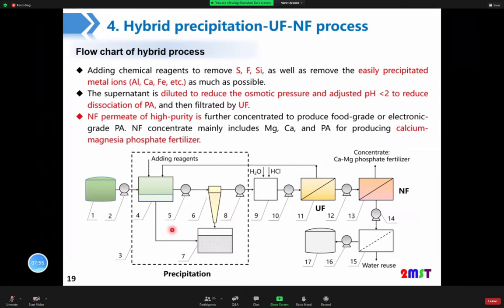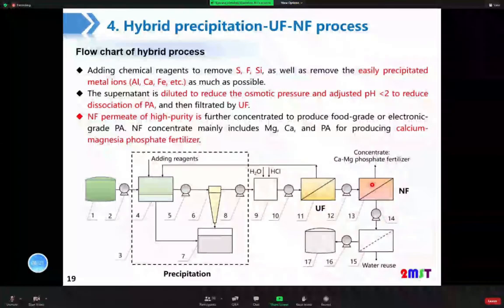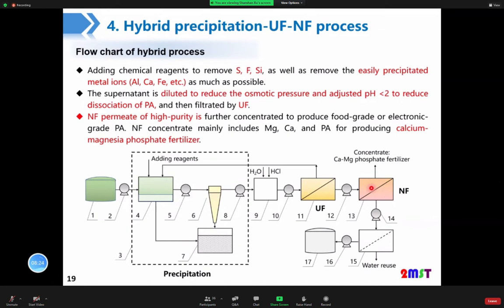Firstly, adding chemical reagents to remove scaling elements. Next, the supernatant is diluted to reduce the osmotic pressure and adjusted to pH below 2 to reduce the dissociation of phosphoric acid, and then filtrated by ultrafiltration. The nanofiltration permeate of high purity is further concentrated to produce food-grade or electronic-grade high-purity phosphoric acid.